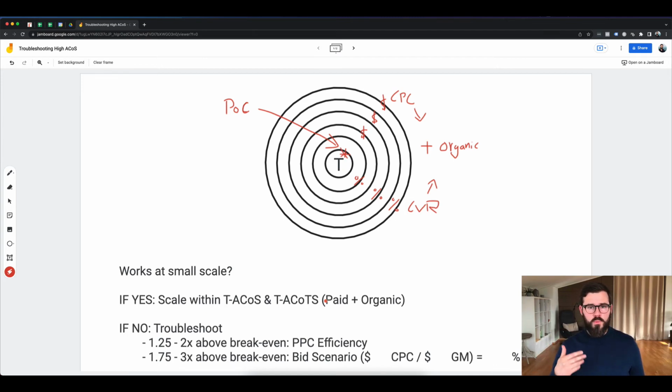So let's say you've got a product, the break-even point is 30%, and your ACoS is 1.25 times that, or 2x, so up to like 60%. Then it's likely you can actually, or the first thing to check is PPC efficiency. So within this range, there's a chance that you can actually reach your break-even ACoS, or go below it by improving your PPC, right? So that's this over here, right?